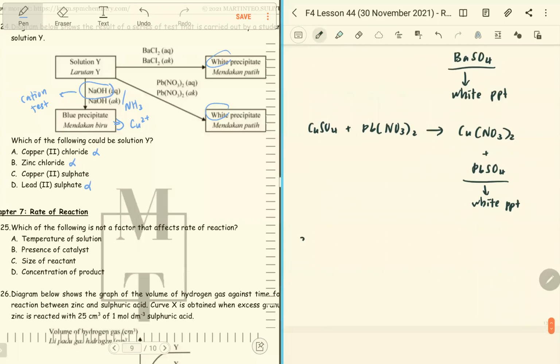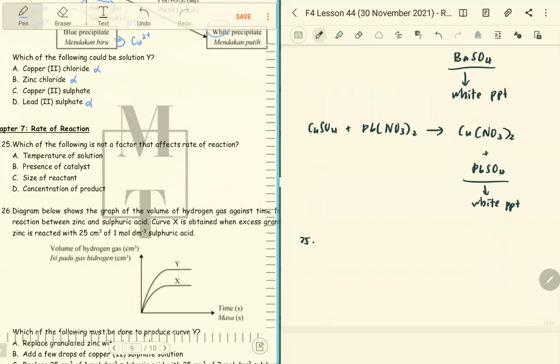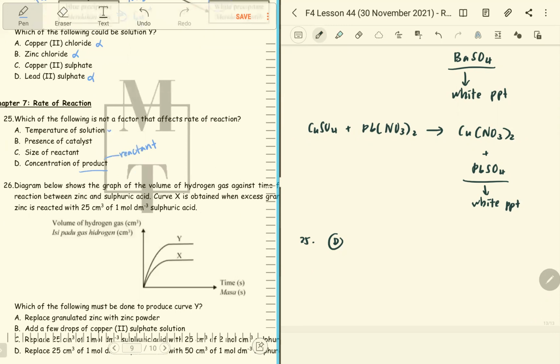Let me go quickly to question number 25. Which of the following is not a factor that affects rate of reaction? So this one answer should be very, very easy. The one that does not affect the rate of reaction is concentration of product; it's the concentration of our reactant. Nobody cares about the product concentration. It's how much you put in, it's not how much comes out. How much you put in will determine the rate of reaction, not what is coming out. So temperature, we know yes, it will affect. Presence of catalyst, we know yes, it will affect. Size also, we know yes, it will affect.